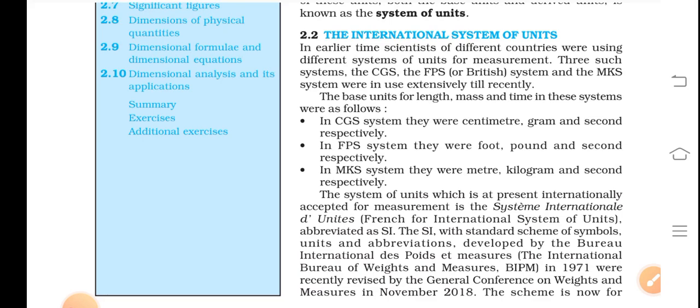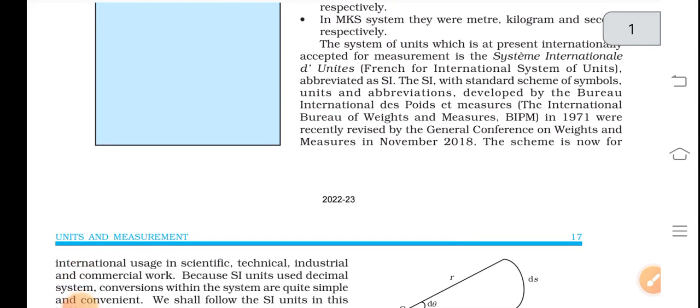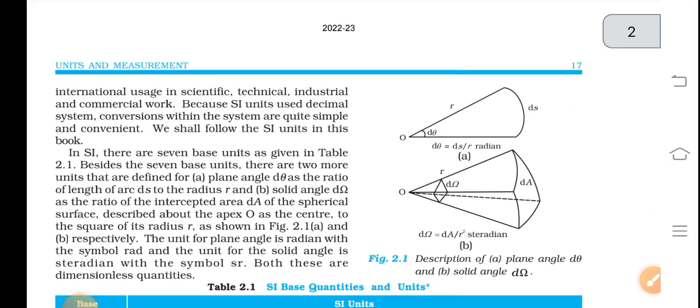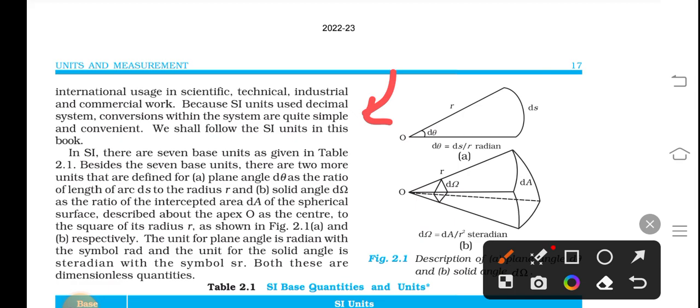So as the era went on, they followed the SI unit. Why they used the SI unit is because the SI unit uses the decimal system. Conversions within the system are quite simple and convenient. So it is an easy way and convenient for our daily use.